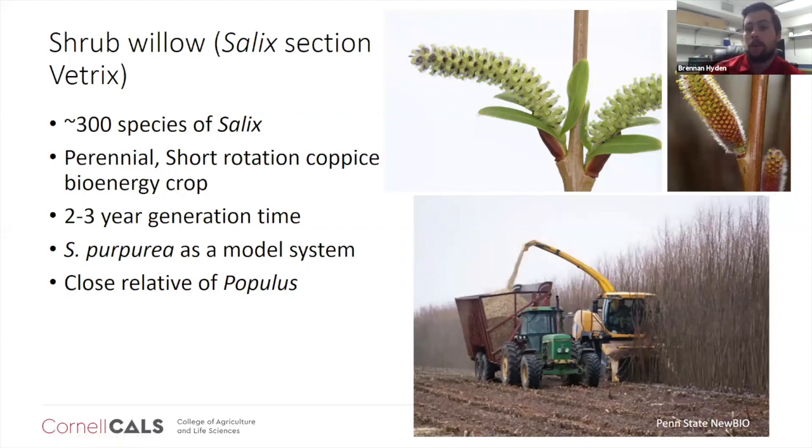So my research really focuses on the species Salix purpurea as a model system for the shrub willows. So here you can see the female catkins or flowers and the male catkins or flowers. And Salix is also a close relative of the genus Populus, the poplars, which are another important biomass and paper crop.